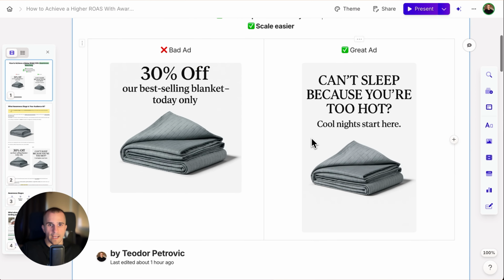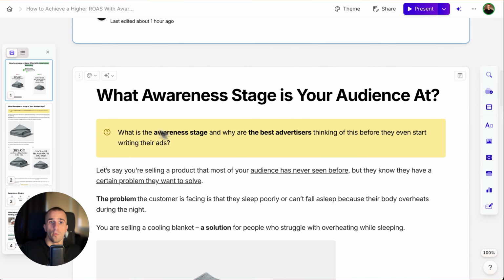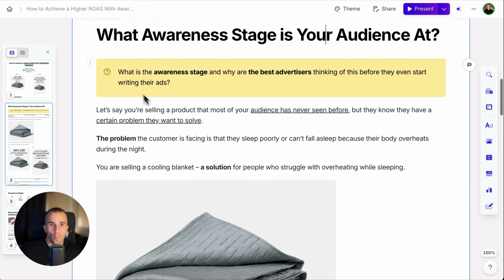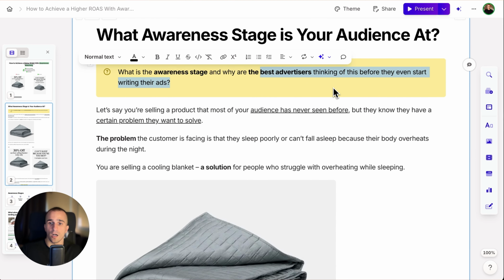So let's cover this technique and let's see, first of all, what awareness stage your audience is at. We're going to cover what the awareness stages are so that you can understand what the technique of awareness matching is, and therefore you will get a complete picture of how you can do that and increase your Facebook ad returns.